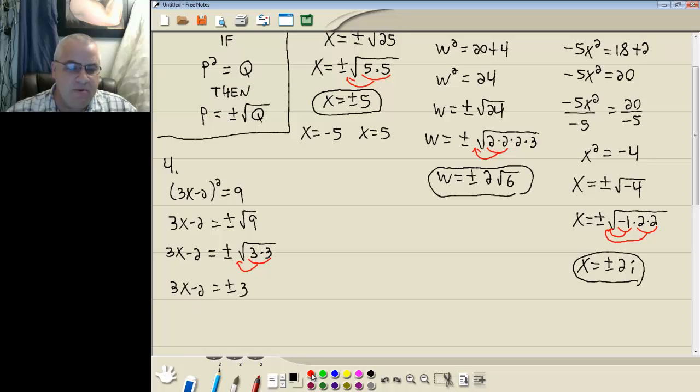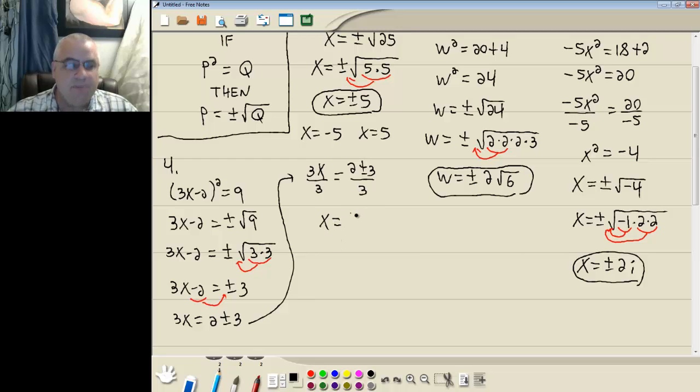Now our goal is to get the x by itself. So I'm going to take this negative 2 and move it to the right side. So we got 3x is equal to 2 plus or minus 3. And then I want to divide both sides by 3 in order to get the x by itself. And we got x is equal to 2 plus or minus 3 over 3. Sometimes it's beneficial to split it apart into the plus side and the minus side.